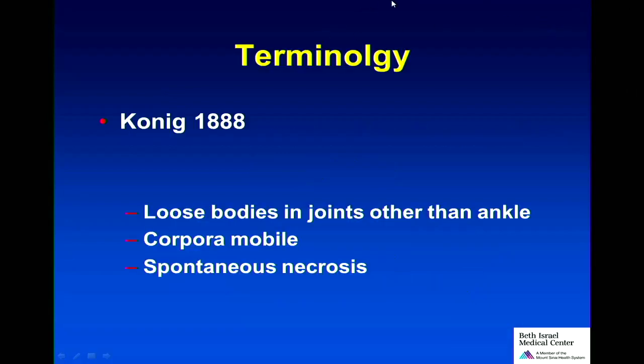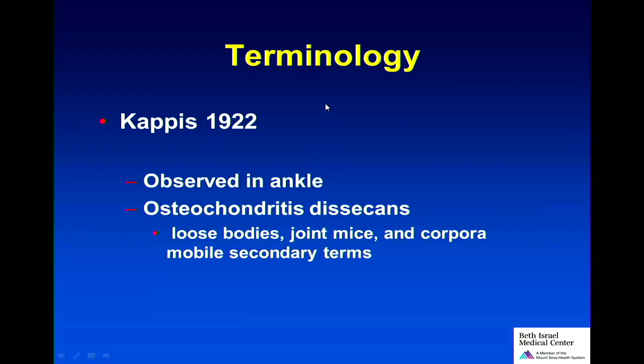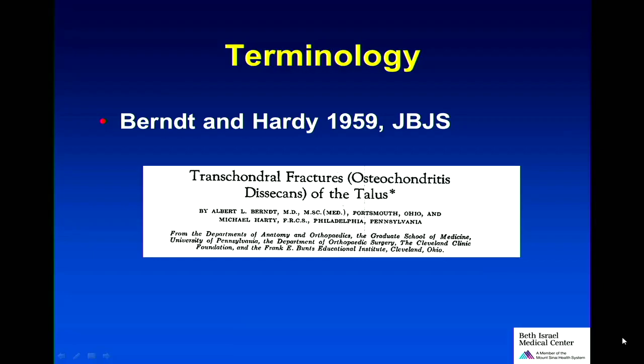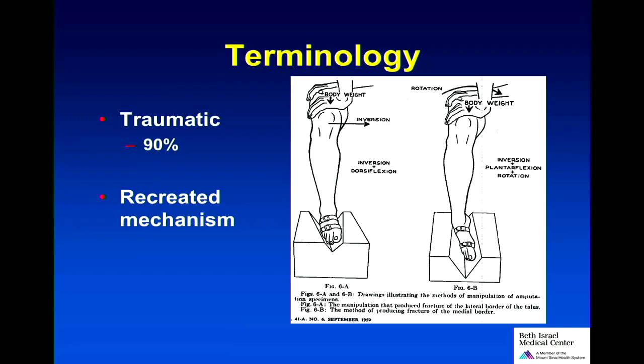So a little bit of this was covered earlier, but just briefly, Koenig originally described this loose fragment in a joint other than the ankle in 1888. Kappus described osteochondritis dissecans in the ankle specifically, but it was really Berndt and Harty in 1959 in their article in JBJS that looked at the etiology, the mechanism, and proposed a classification system. They looked at their patients as well as the literature and found some history of trauma in 90% of these patients. They recreated the mechanism, which for a lateral lesion was an inversion dorsiflexion motion. For a medial lesion was a plantar flexion inversion lesion.